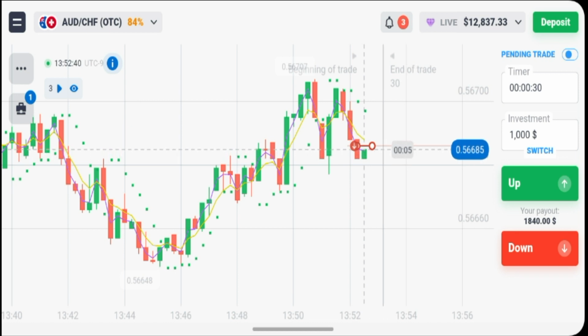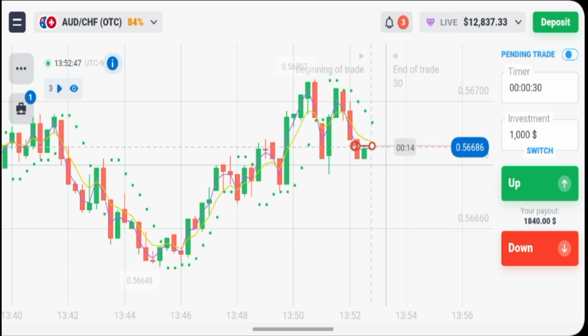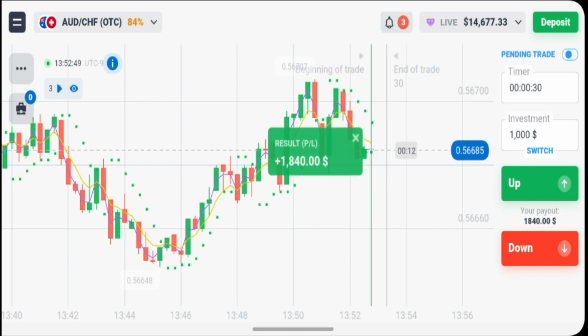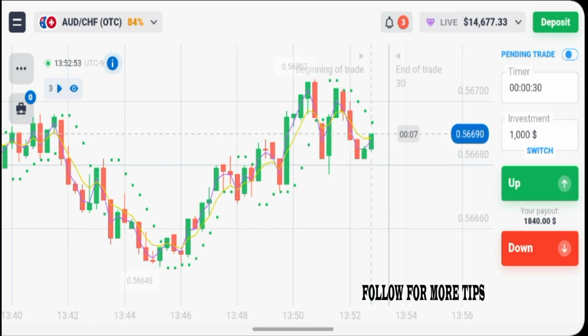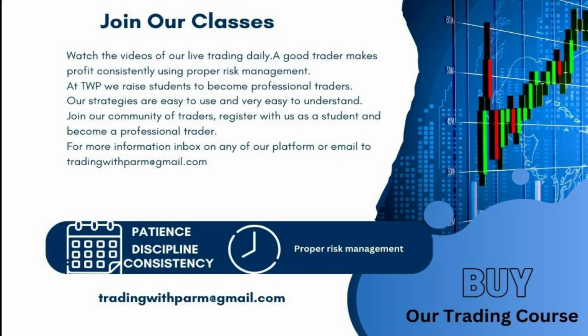All right, one of the most important things is just to stick to the rules and make sure that out of 10 trades you're winning at least 7 trades and above. Okay, and then we won this trade, so another 1,800 in total profit. Now we're on 14,000.